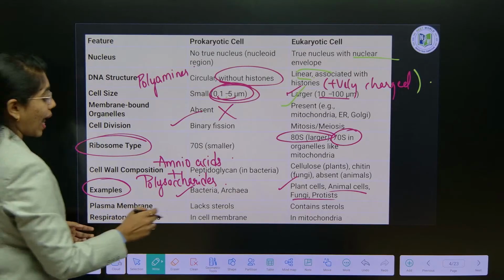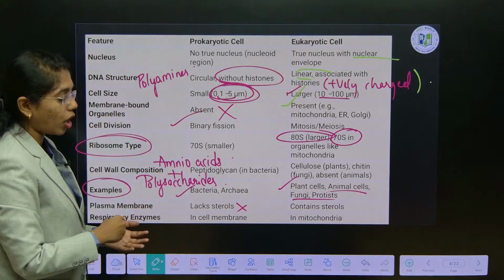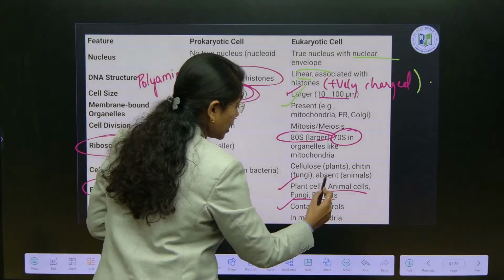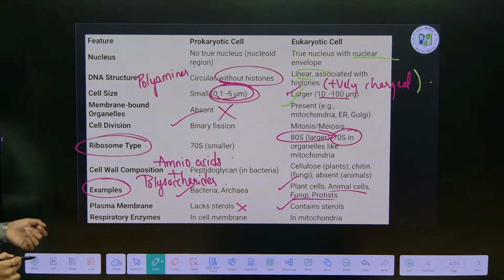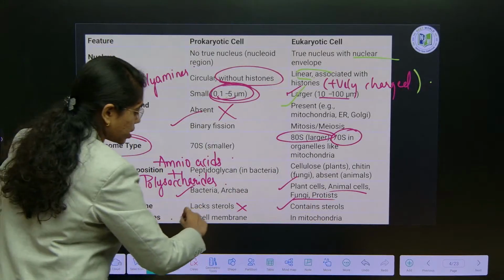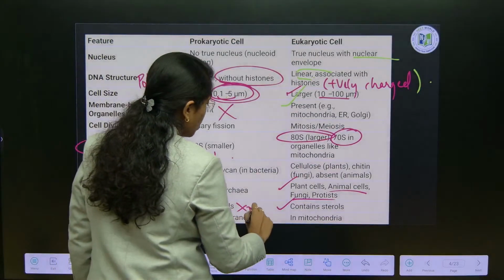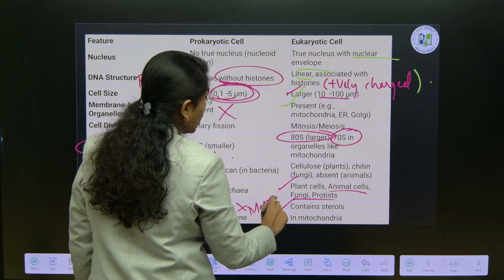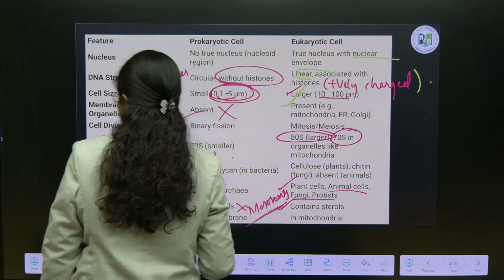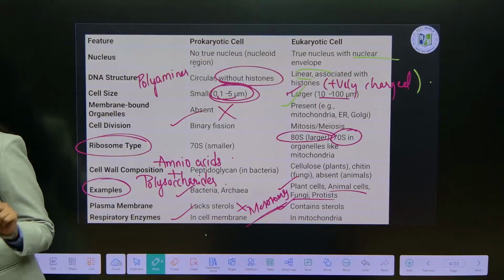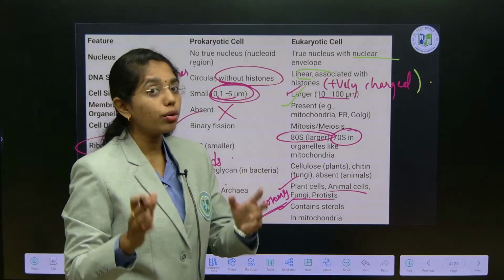Plasma membrane will lack sterols in a prokaryotic cell. Plasma membrane contains sterols in a eukaryotic cell. Respiratory enzymes are present in the cell membrane. It is because of what structures? Mesosomes. We have learned, right? Mesosomes of a prokaryotic cell are equivalent to mitochondria of a eukaryotic cell.